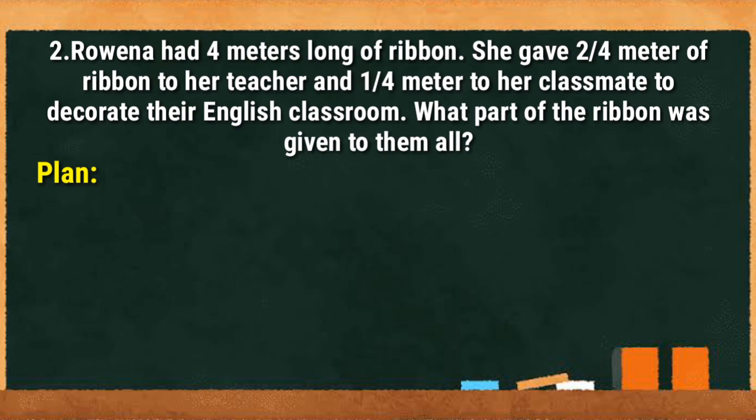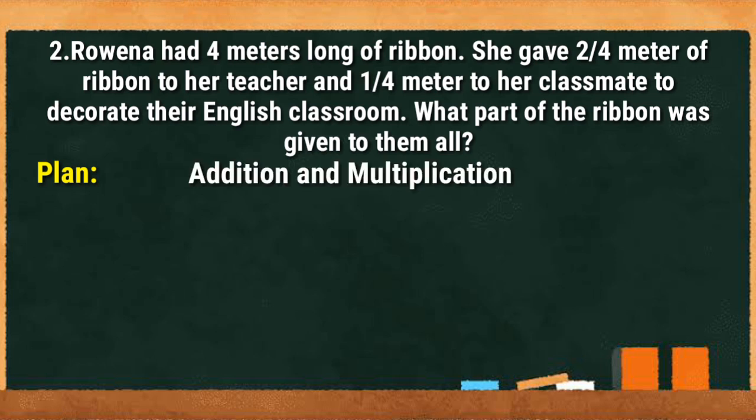Based on the problem, we have to know what mathematical operation or operations we are going to use. In this case, we have addition and multiplication, because we need to add the number of meters that she gave to her teacher and the number of meters that she gave to her classmate. So we have to add and multiply. What is the number sentence? So the number sentence is 2/4 plus 1/4. We have to add the two fractions.